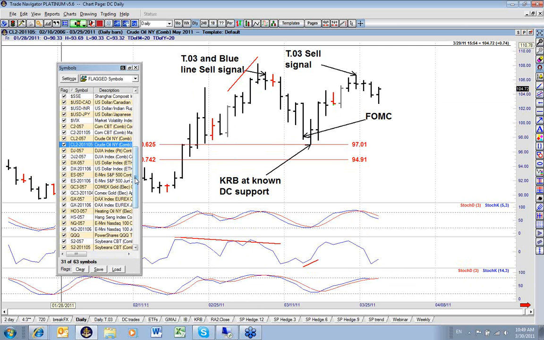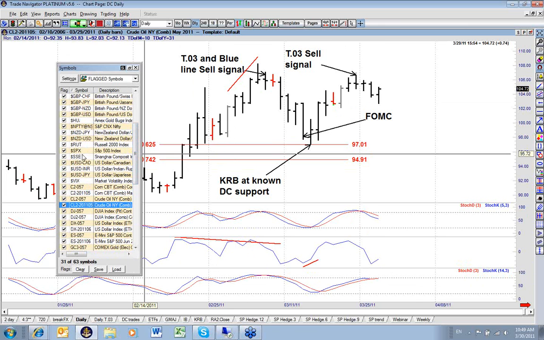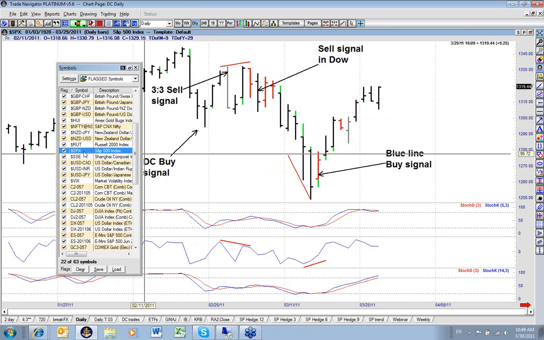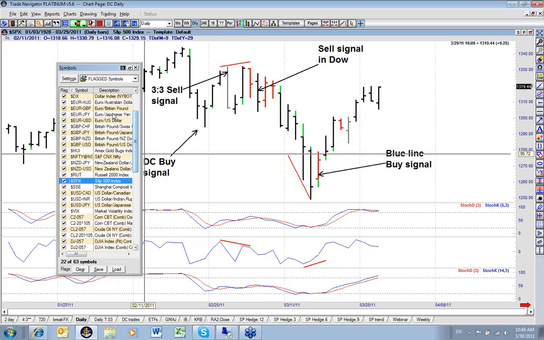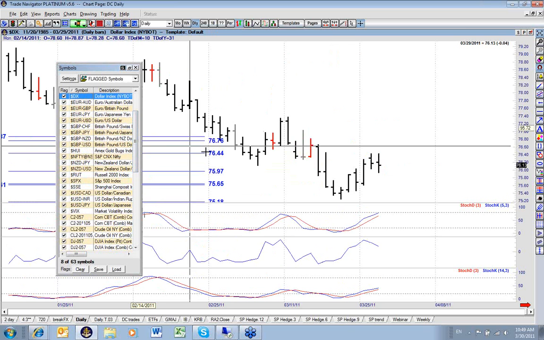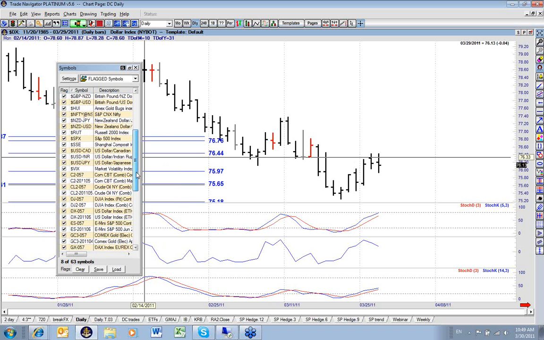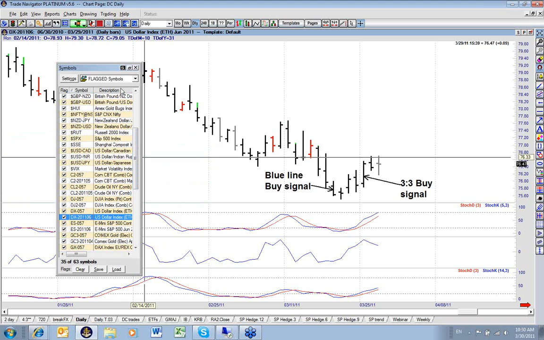The next one I had to show you was the S&P, which I think I've already done. Yep, we looked at that. The next one is the US dollar index. Let's find him. DX.